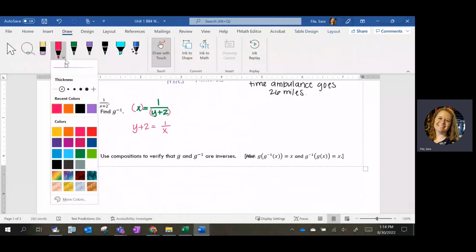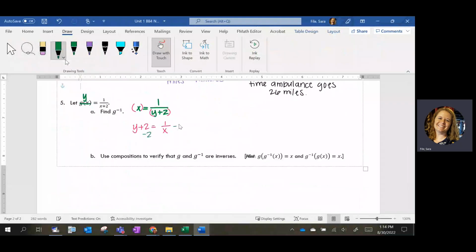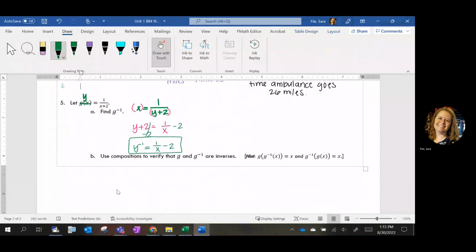And then what's left to do? Yeah, just subtract the 2 over to the other side. So my inverse function ends up being 1 over x minus 2. Are we okay with part A?